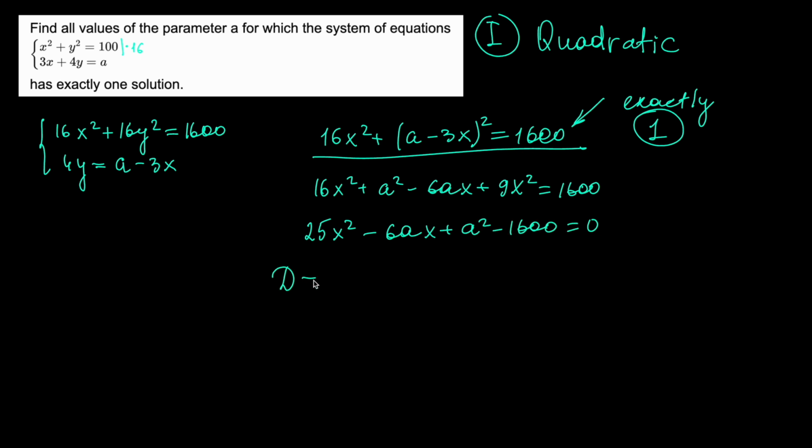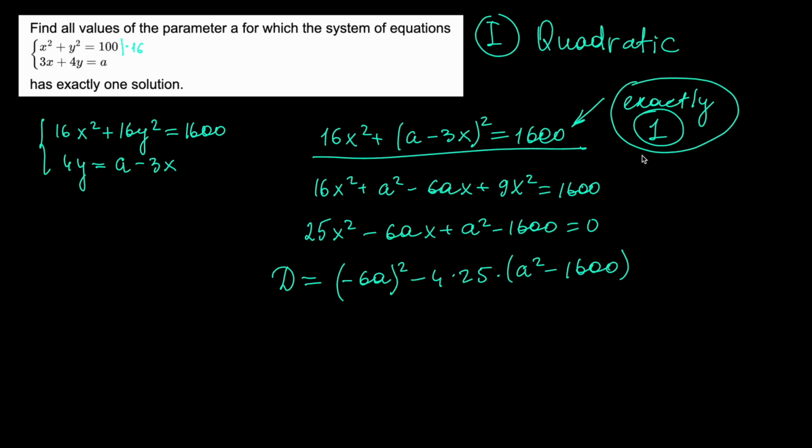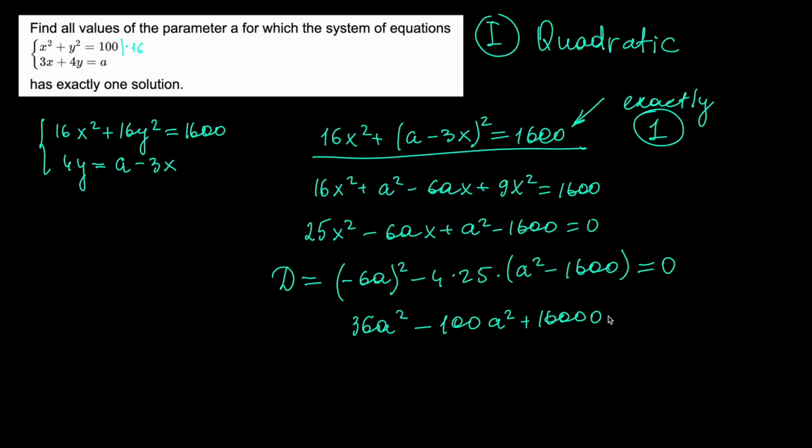We can now find the discriminant of this quadratic equation, which is (minus 6a) squared minus 4 times 25 times (a squared minus 1600). And since the equation itself has to have exactly one solution, the discriminant should be equal to 0. So we have another quadratic equation, 36a squared minus 100a squared plus 1600 times 100, which gives us another 2 zeros, equals 0. So now we have minus 64 here and minus 160,000, which results in a squared equals 2500 if I'm not mistaken, and a equals plus or minus 15. And that's the answer to this question.